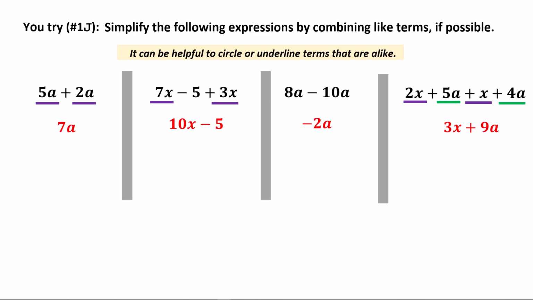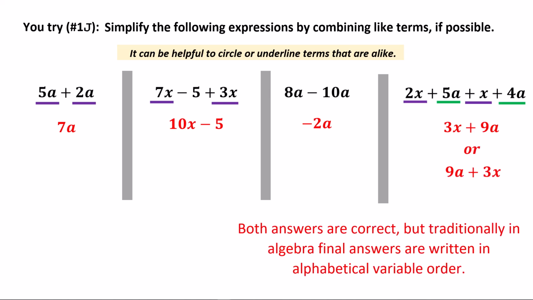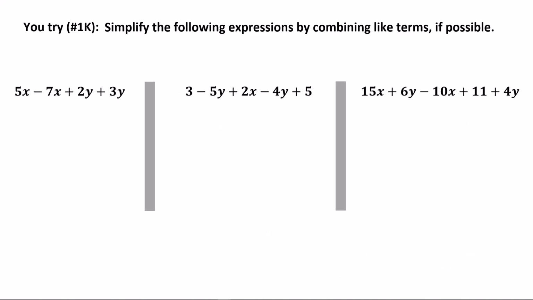3x plus 9a is correct, but a better way to do it is to put it in alphabetical order. 9a plus 3x. Both answers are correct, but traditionally in algebra, final answers are written in alphabetical variable order. You try these three expressions.